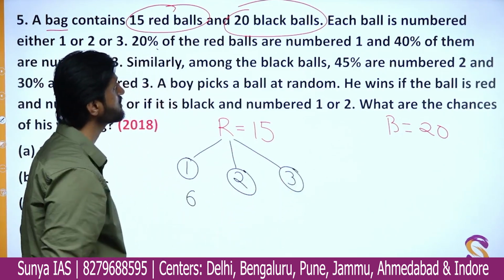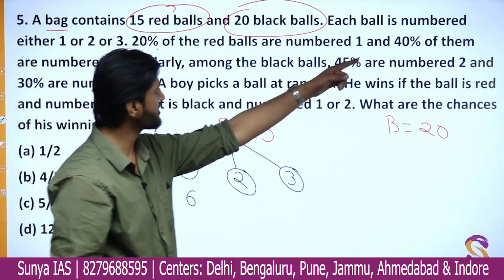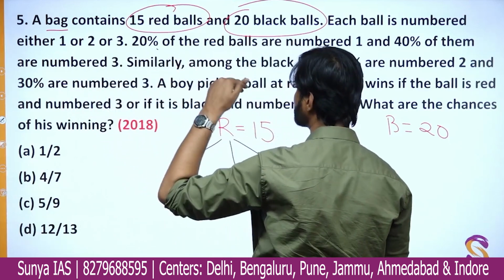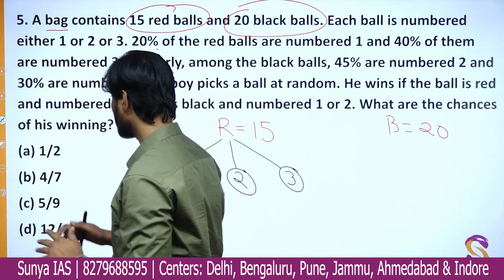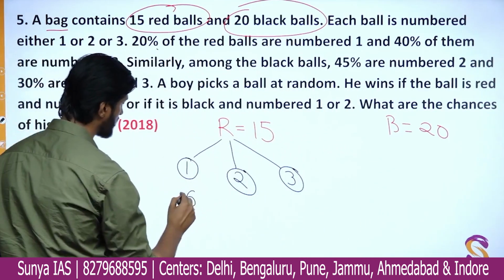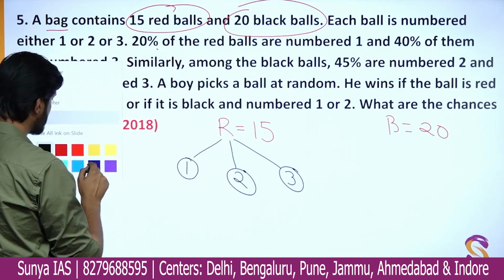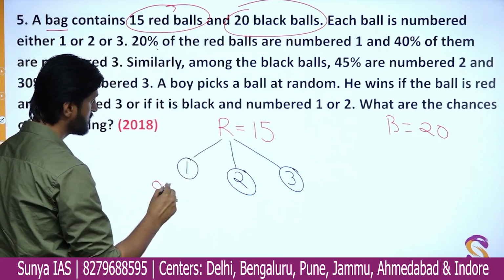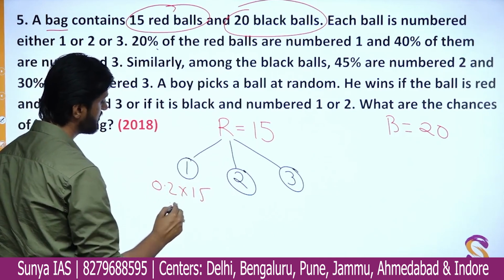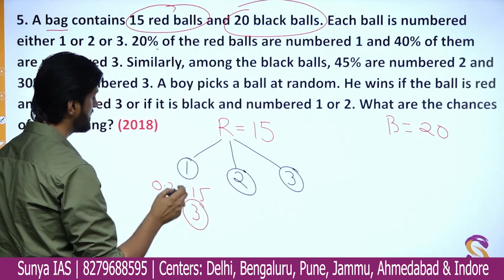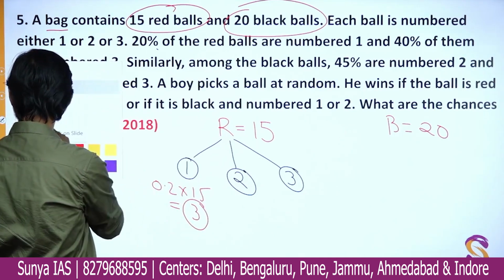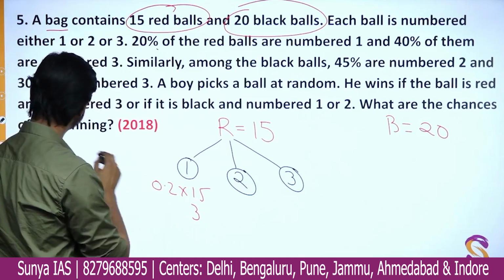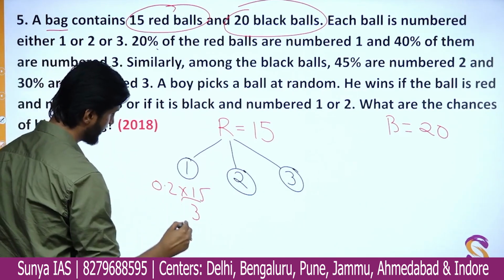The question says 40% of them are numbered 3. So, okay, sorry, just a mistake. Let me just calculate the value. It is not 6, it is actually 3. We have 20% is nothing but 0.2 into 15 and the value will be equal to 3. So we have 3 balls which are numbered 1, 3 red balls.